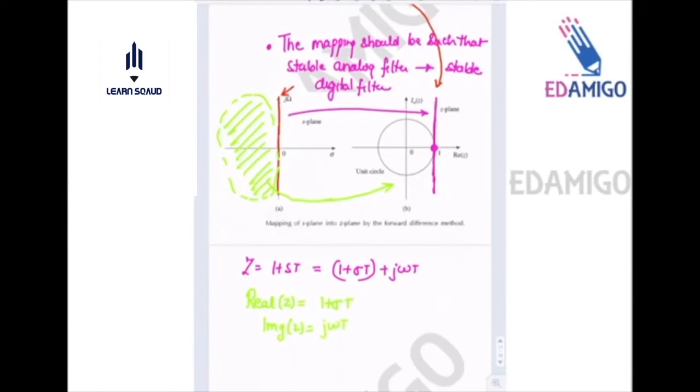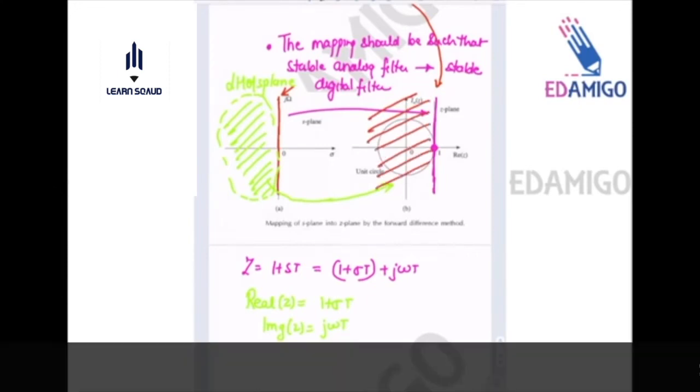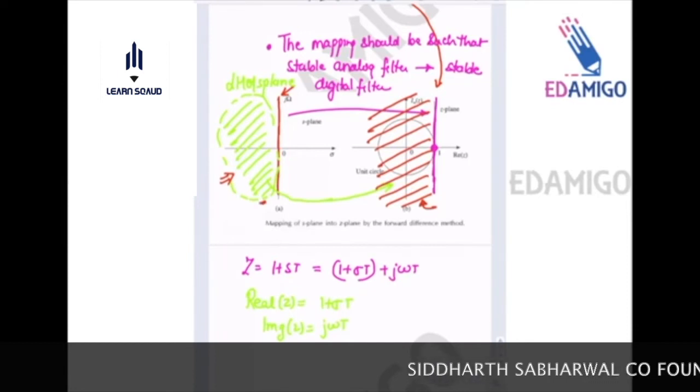Now we can easily see that the mapping of this green region, that is the left half of the S plane, will be into this region of the Z plane. And we can easily see that this whole green part is stable for the analog filter, but this red region where the mapping is taking place is not stable for the digital filters. It is stable only inside the unit circle.